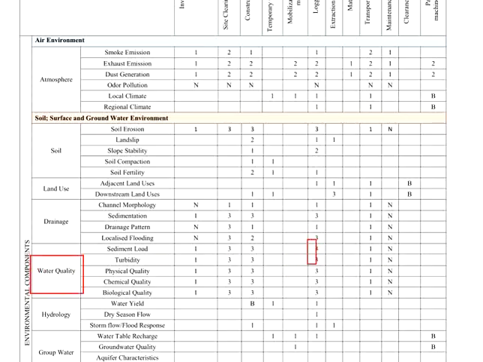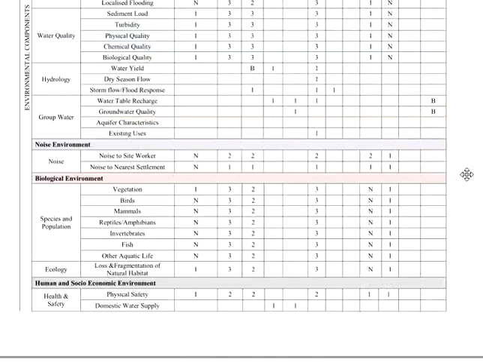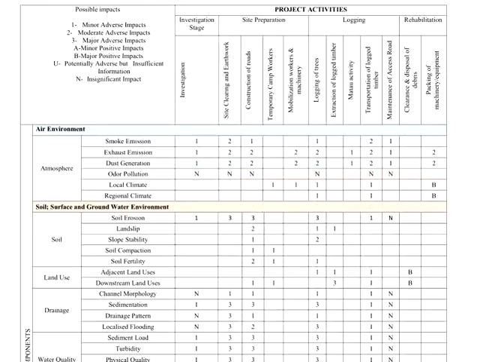particularly in terms of the water qualities, some of the drainage, soil erosions, and also biological environments. Now, based on the EIA matrix here, we are able to identify the significance of the project activities, and the priority can be given to whichever is relatively significant.